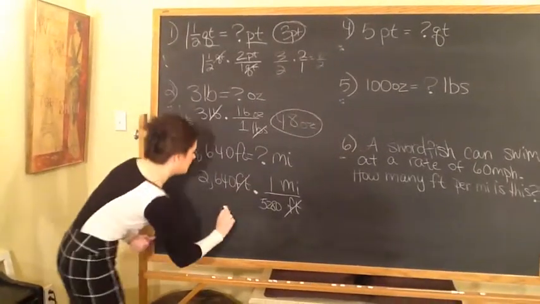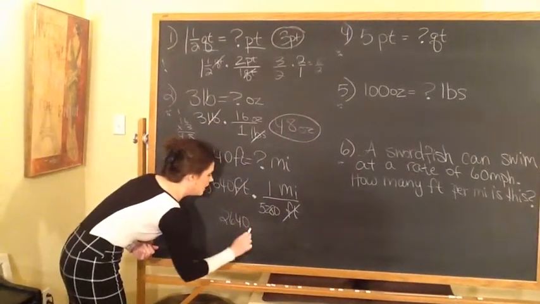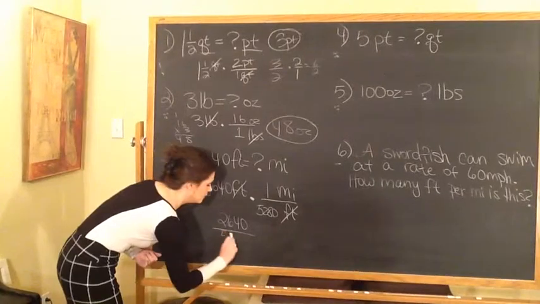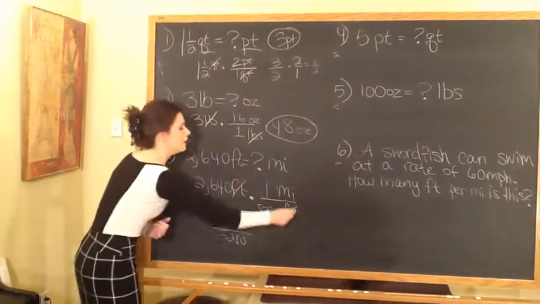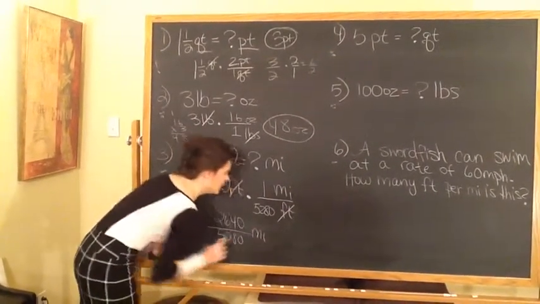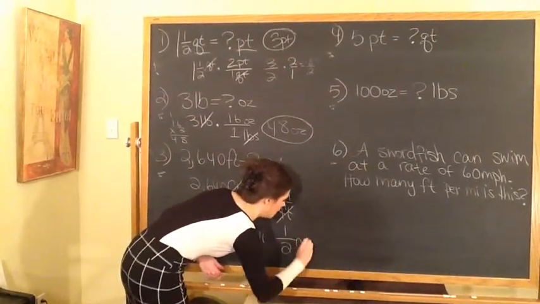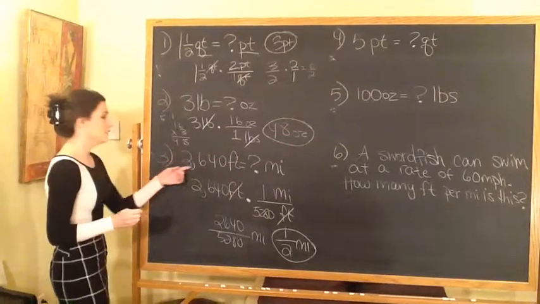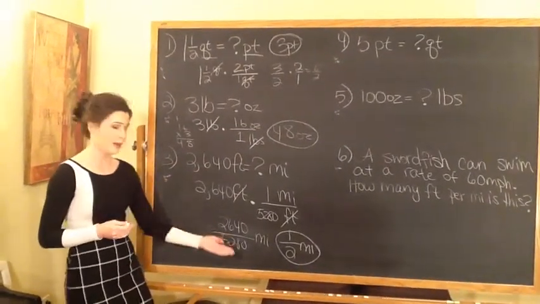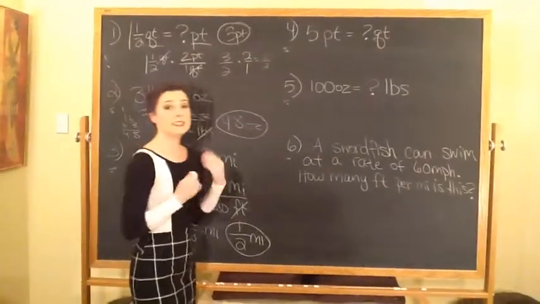So this times 1 will give you 2,640 over 5,280. Now our feet are canceled out, so this is now in miles. And we'll go ahead and simplify, and we'll get that is 1/2 of a mile. So 2,640 feet is a half of a mile. Alright, let's go ahead and look at example number 4.